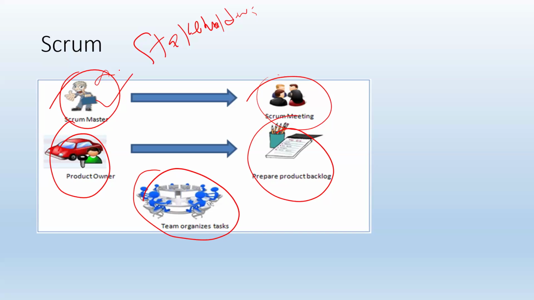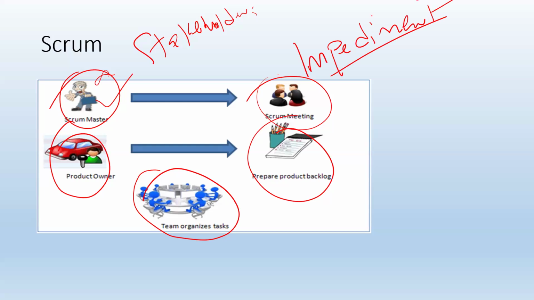The Scrum Master has to remove impediments, if you want to say impediments, amongst the Scrum team. That is one of the roles of a Scrum Master.